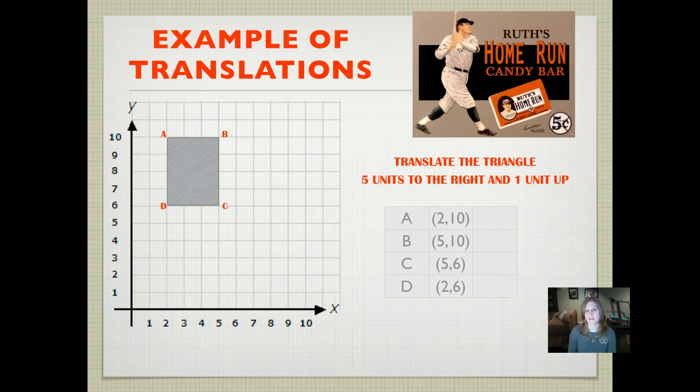Here is an example of a translation. What I want you to notice first of all in this example is that we're going to have to learn to read coordinates. So I want you to look at point A. We always read coordinates across and then up. Always across first and then up or down, but always across first. In this case, point A, if you run your finger across the screen, you start off at the point of origin, which is that place where the x-axis crosses the y-axis.